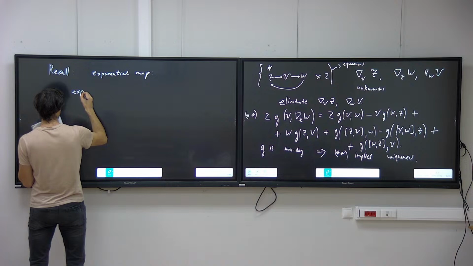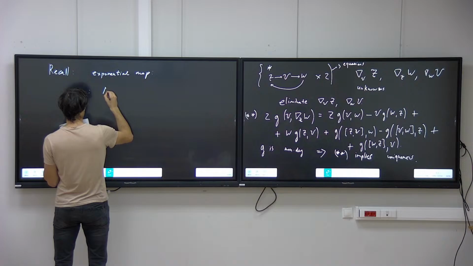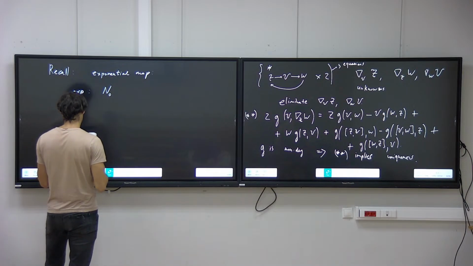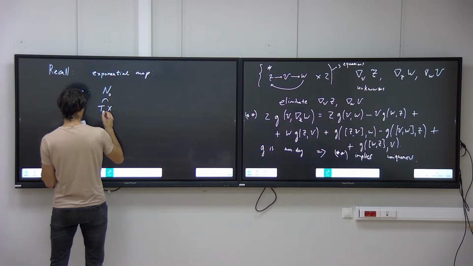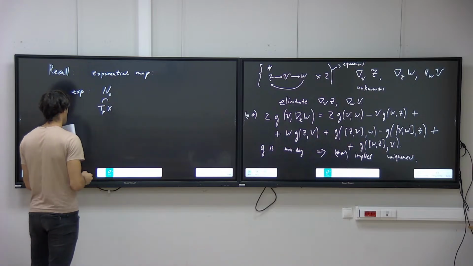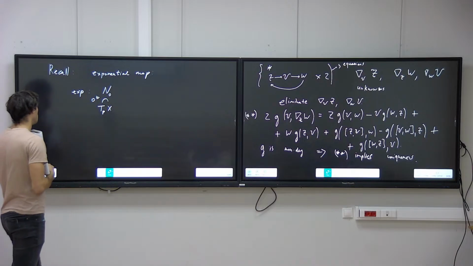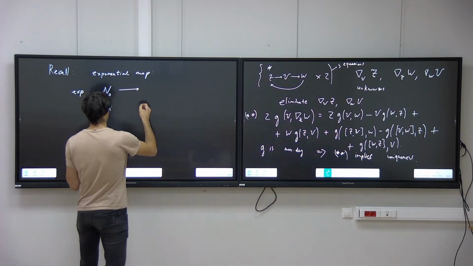It is from a neighborhood N0 inside T_pX, where p is some point. So the neighborhood of 0 inside T_pX, right? 0 is inside here, and it maps to X.